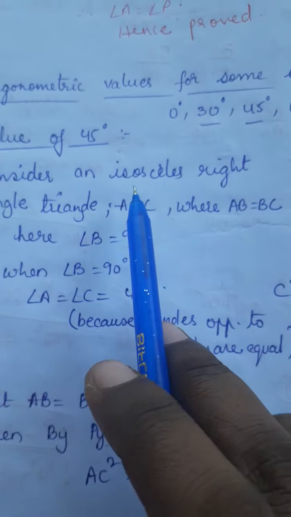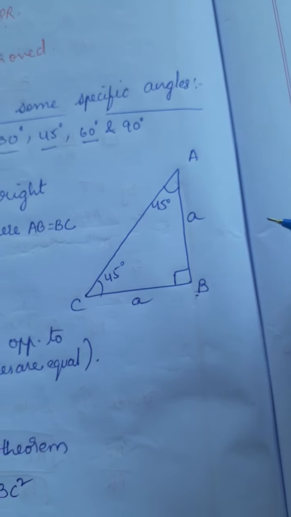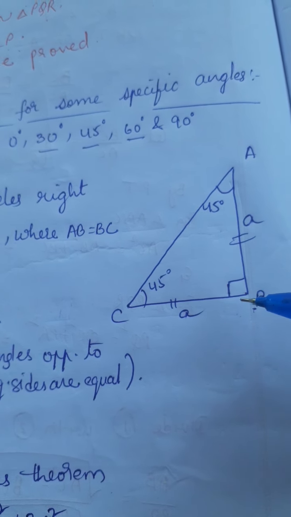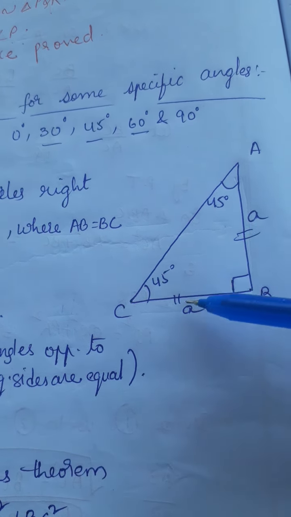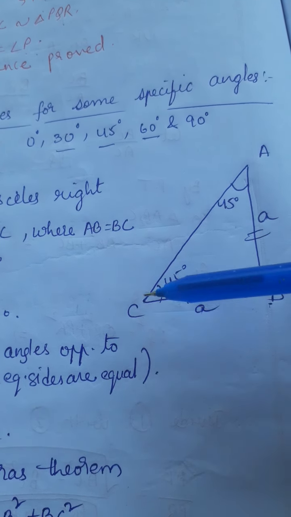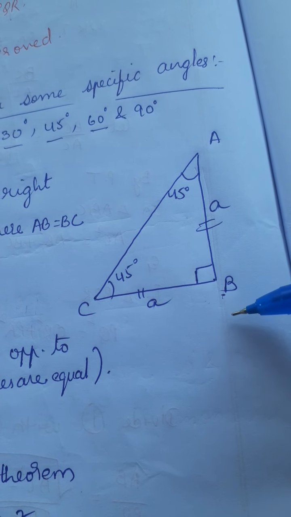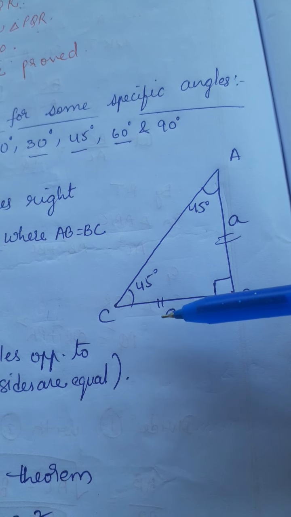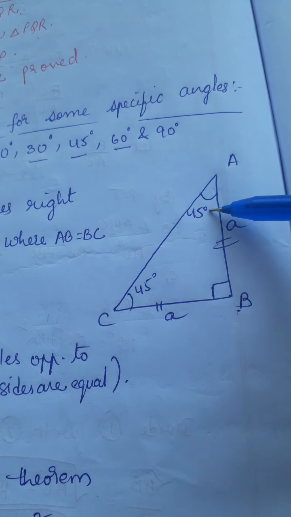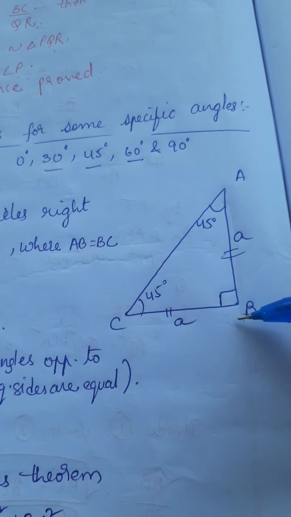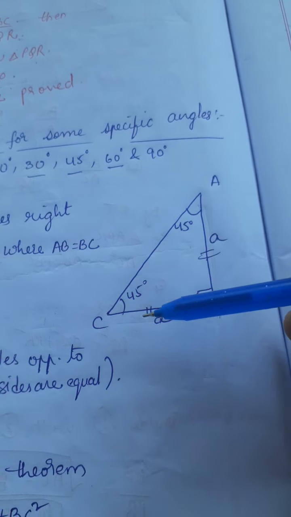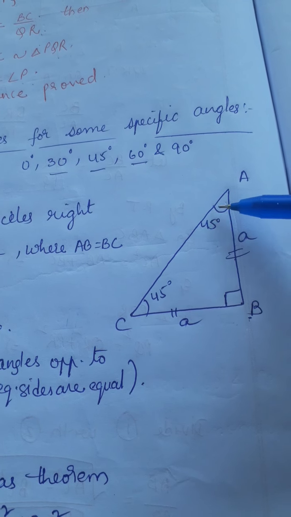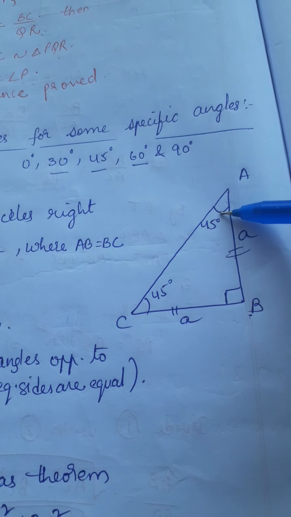So here we are considering the triangle ABC in which AB is equal to BC. Since it is a right angled isosceles triangle, two sides are equal. Here AB is equal to BC and angle B is a right angle. You know that angles opposite to equal sides are equal. Here BC and AB are equal sides. Therefore, the angle opposite to AB is angle C and the angle opposite to BC is angle A. Those two will be equal angles.